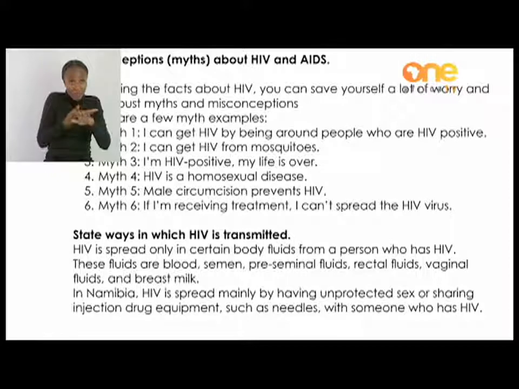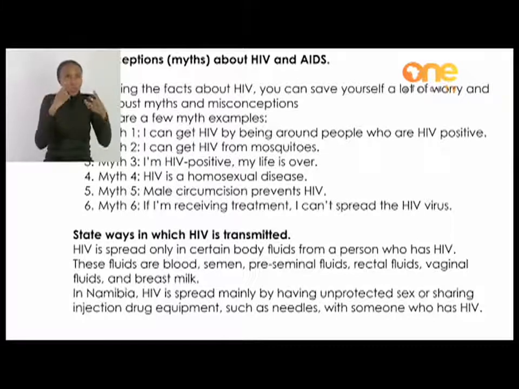Example of this myth. Like number 1, I can get HIV by being around people who are HIV positive, which is actually not true. There is no way you can just get HIV from being around someone. Myth number 2, I can get HIV from a mosquito. Remember when we did how HIV is not transmitted, we talked about us not getting HIV from any animal bite, which is also not true.